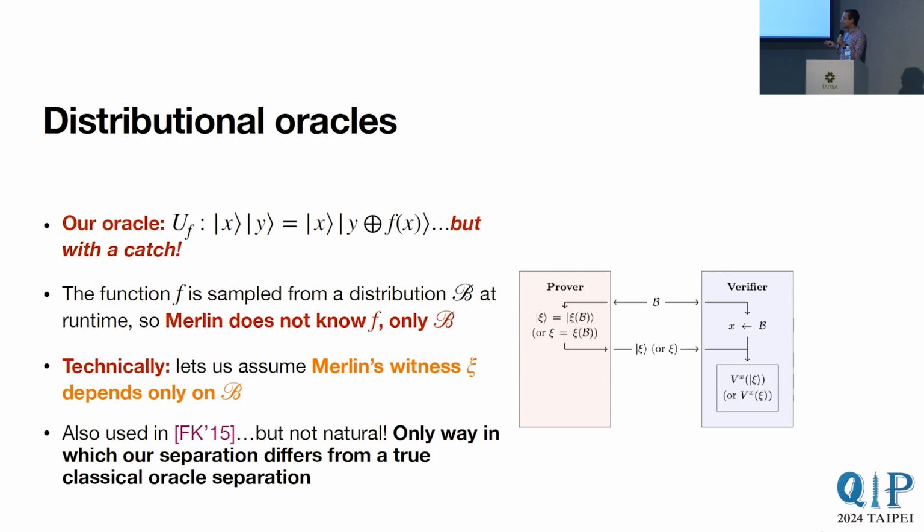Why do we make this restriction? It's essentially because it lets us prove results about Merlin, because it restricts the types of witnesses that Merlin can send. It says that Merlin's witness C depends only on the distribution B and not on the specific function f. So it's really a limitation of the proof techniques. But that's, I guess, the best we could do. Okay, so this is the model of the oracle.